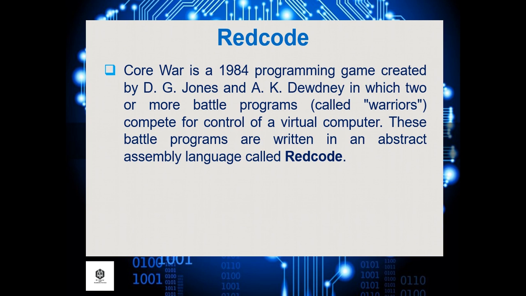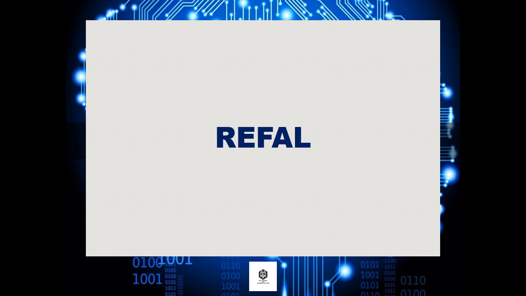Core War is a 1984 programming game created by D.G. Jones and A.K. Dewdney, in which two or more battle programs called Warriors compete for control of a virtual computer. These battle programs are written in an abstract assembly language called Redcode.